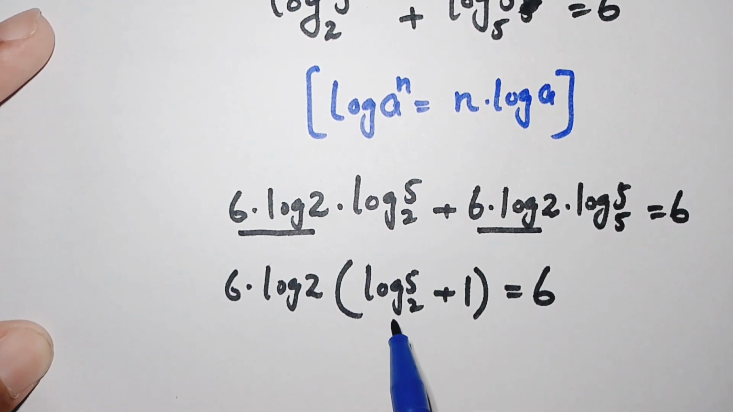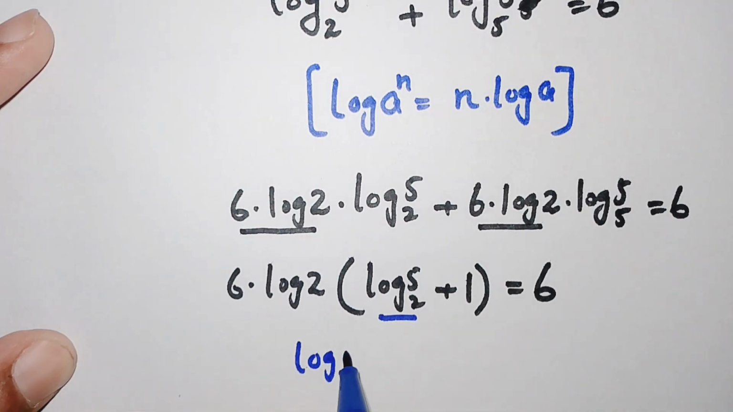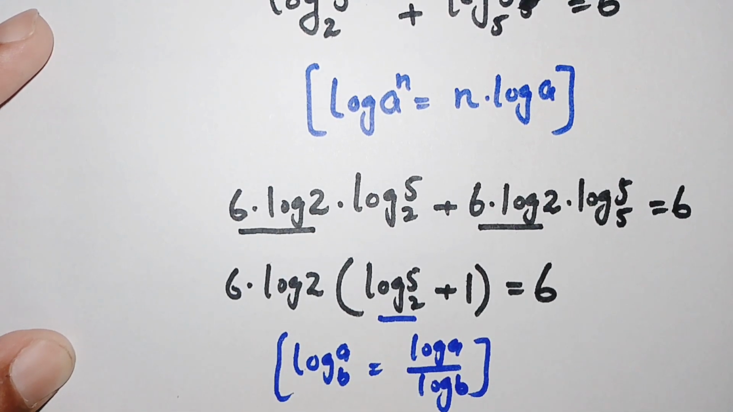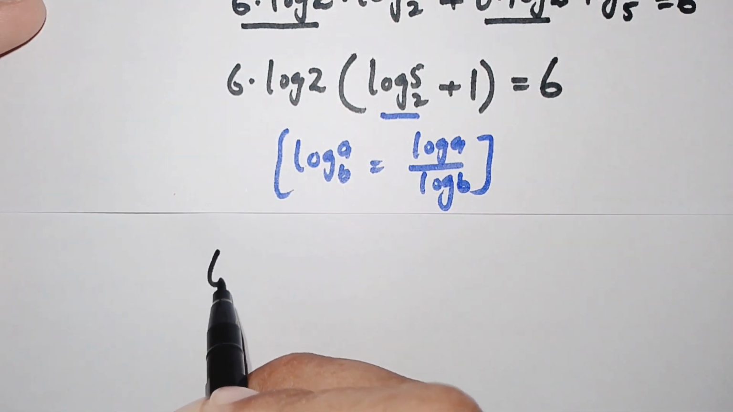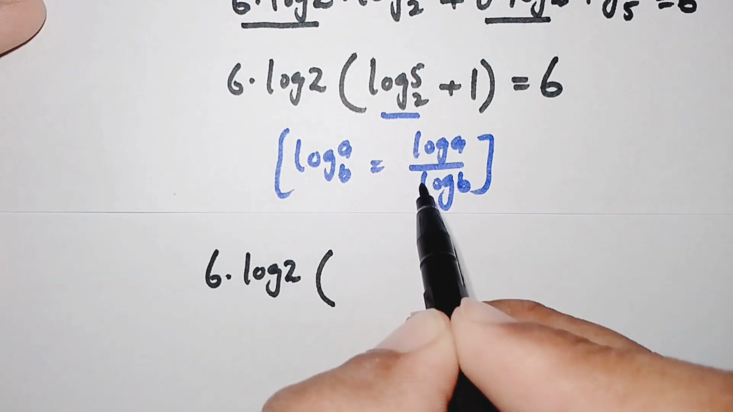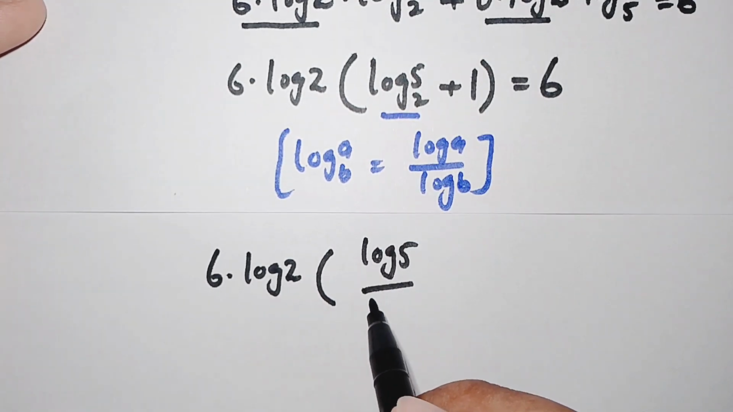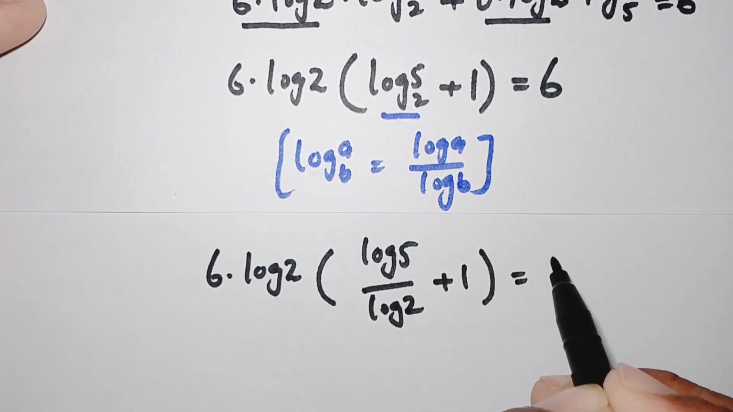Now to solve this, we have to use this identity that is log of a with base b is equal to log of a divided by log of b. So we have to use this logarithm identity here, so this will become 6 times log of 2 bracket, log of 5 divided by log of 2 plus 1, which is equal to 6.